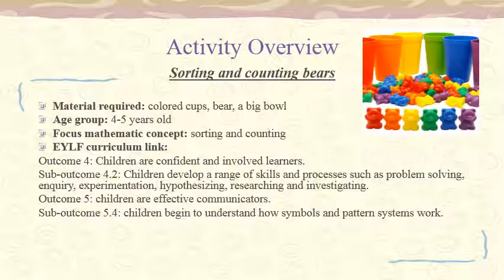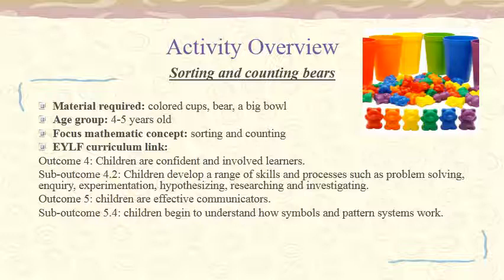The materials required are colored cups, bears, and a big bowl, so that the children must put the bears in order inside different cups. The participant ages of this learning activity are from 4 to 5 years old, kindergarten level. The aim here is to focus on mathematics constructs like counting and identifying numbers. This system allows students to use their logical, reasoning, and independent thinking skills.